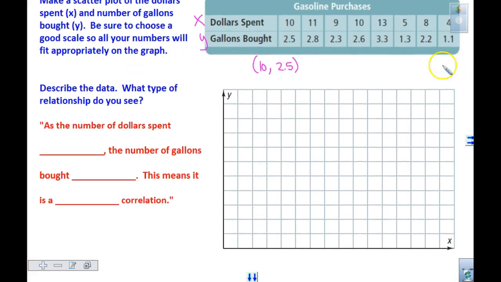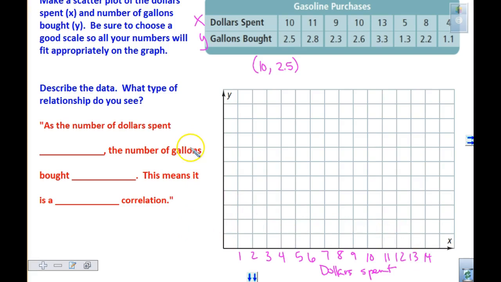In this case, it looks like our dollars spent go from a low of 4 up to 13. If I'm looking at the tick marks down here, this would be my dollars. So dollars spent. And it looks like we should be able to go with 1, 2, 3. So please put your numbers in going across. I'll try to check out those.